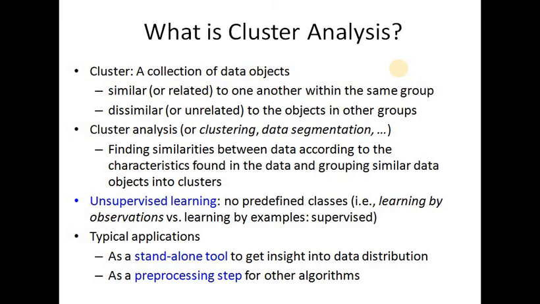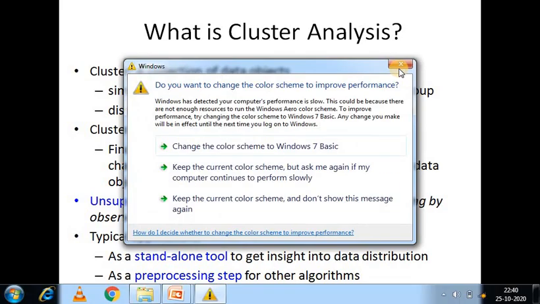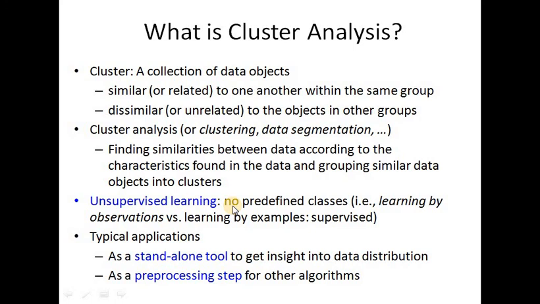Apart from the cluster, we are talking about cluster analysis, or clustering, which is a data segmentation part. This is finding similarities between data according to the characteristics found in the data, and grouping similar data objects into clusters. So a cluster is basically a collection of similar data objects, and cluster analysis is a technique to segment the data. Clustering is the process of making a group of abstract objects into classes of similar objects.